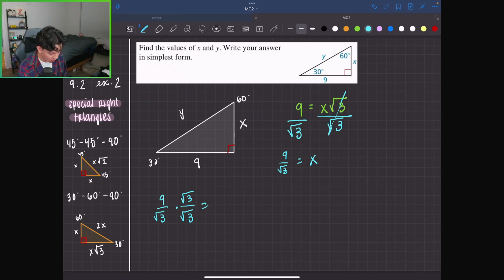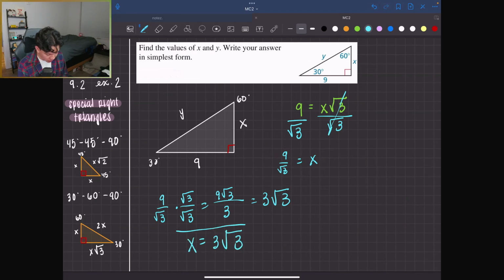So 9 times root 3 will just give us 9 root 3. And then root 3 times root 3 is just going to give us 3. Cool. Let's simplify this fraction. 9 over 3 we could simplify, which is just going to be 3. So what is the value of x going to be then? Oh, well, 9 over root 3 equals x. But what did we simplify this to? X equals 3 root 3. So now we already have a side length for us. We know that x is 3 root 3.